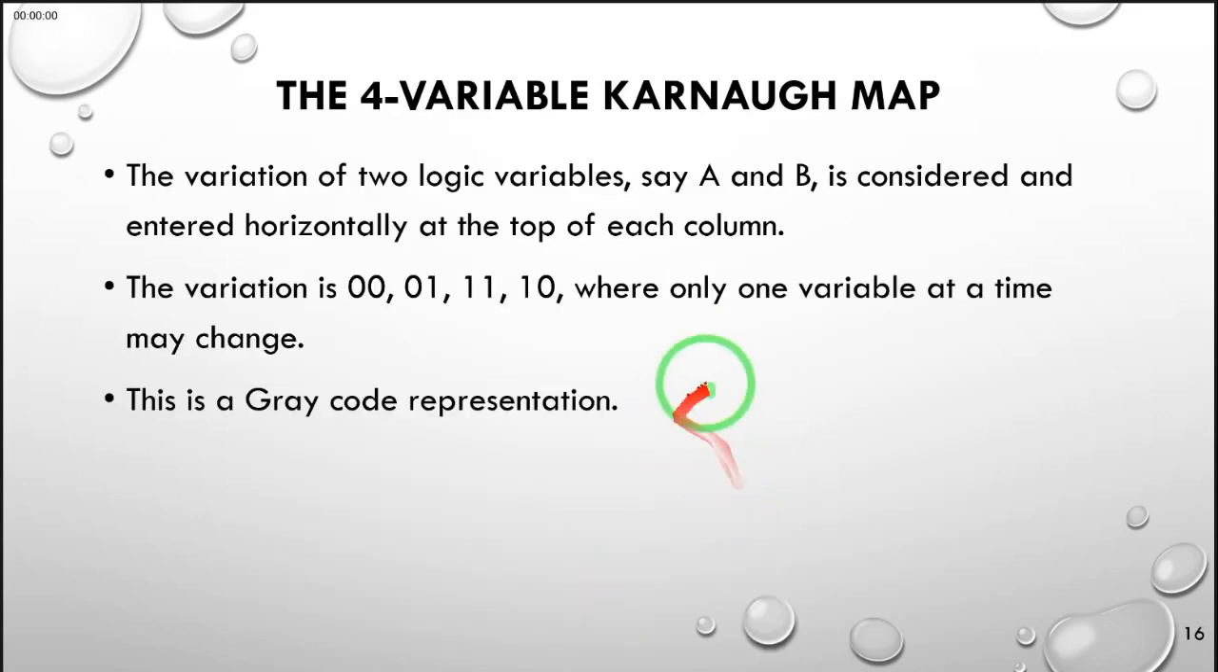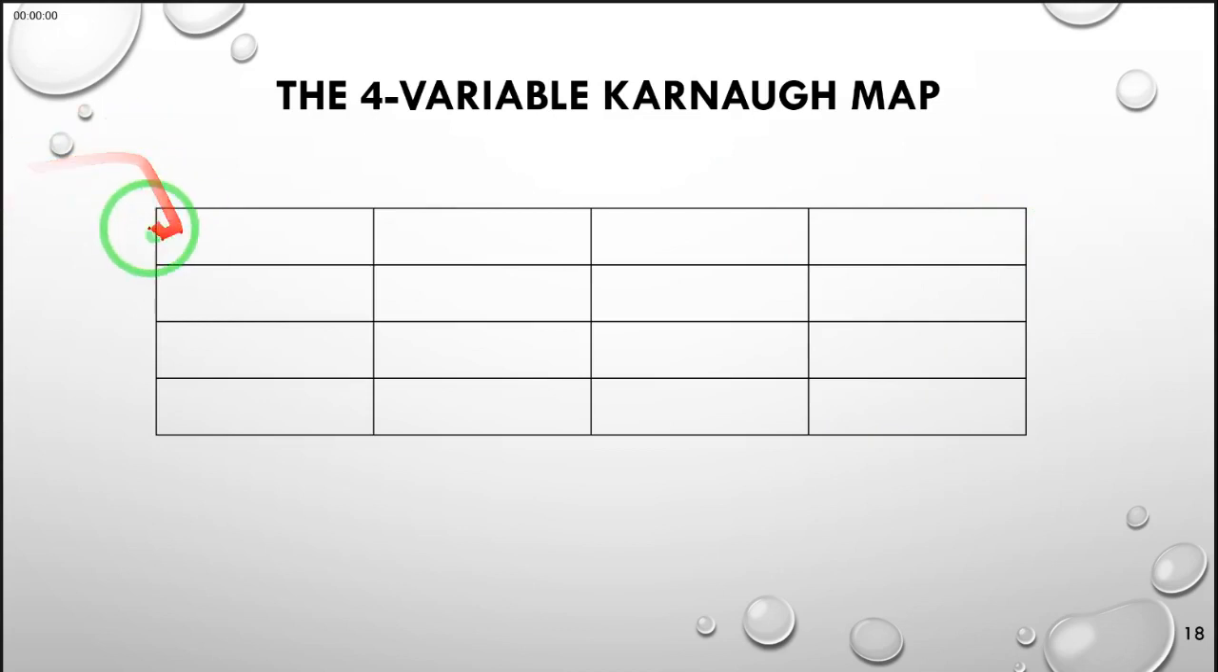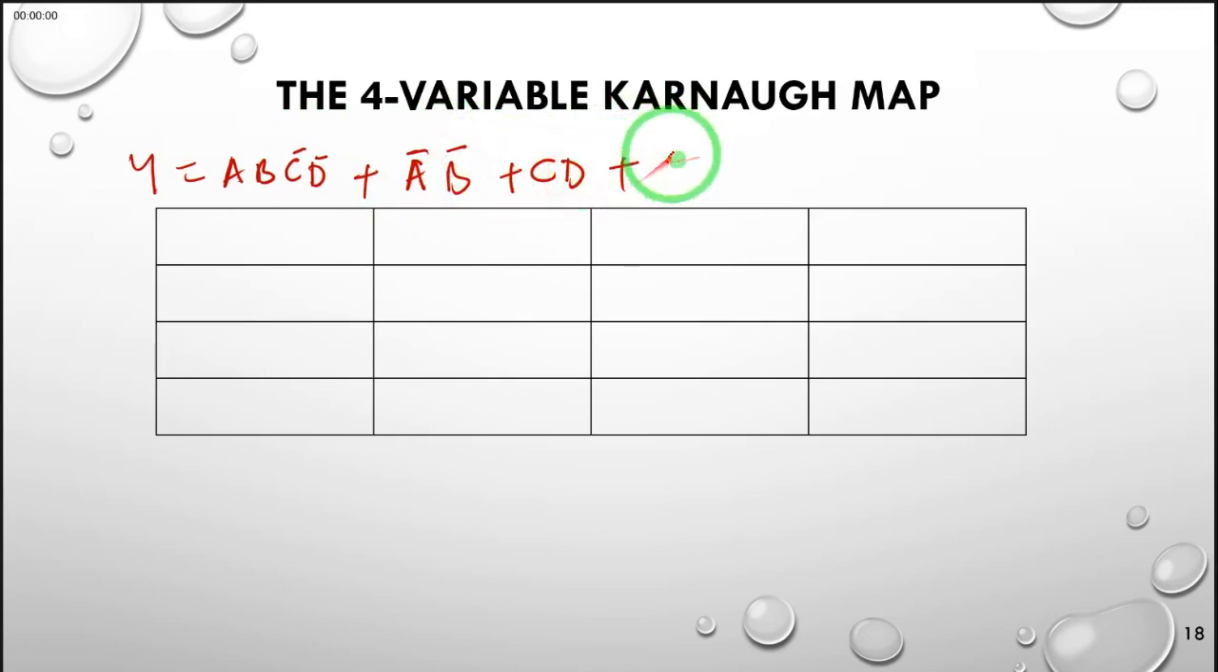So as we have said, we normally say that the variation of variables A, B, and C, D follow the Gray code representation, which applies for both the variables A, B, and C, D. So for illustration purposes, I would want to use a K-map to represent the expression that we made earlier, so that we have Y equals A B C D bar bar, or A bar B bar, or C D, or A C bar D, or A bar D, like that.